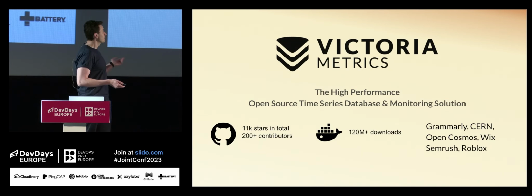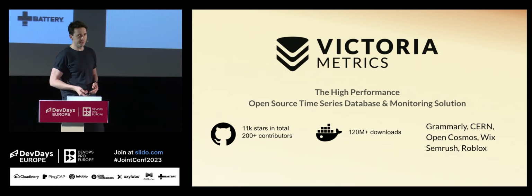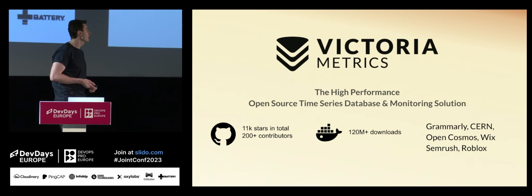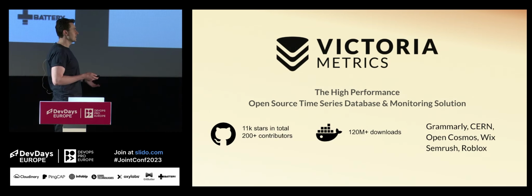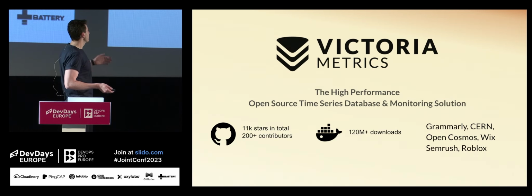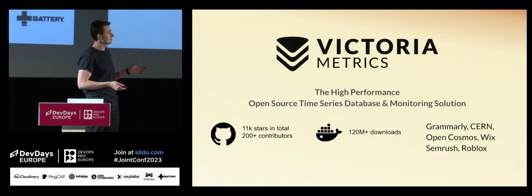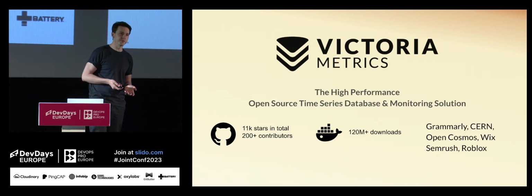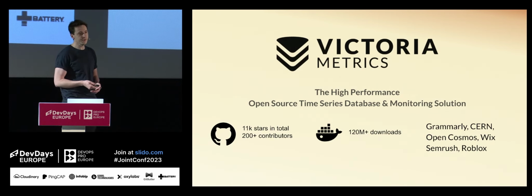VictoriaMetrics is, as I said, a time series database. It is open source, available on GitHub under the Apache 2 license. You can run it as a single node or as a cluster version, and it is capable of really big workloads. We have about 11,000 stars on our repo, and big companies use VictoriaMetrics for their monitoring, like Roblox, CERN, Grammarly, Bix.com. So take a look.